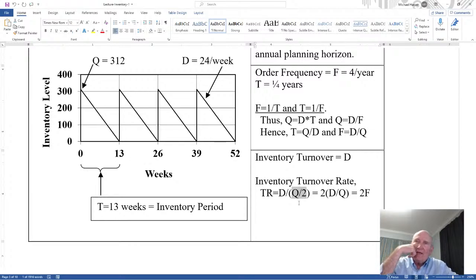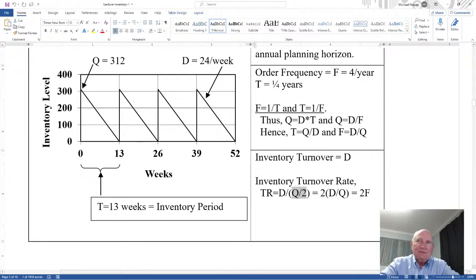So the turnover rate is my turnover during a period divided by the average inventory, or how many times I have turned over my average inventory. So remember, a turnover rate is not the turnover. Okay, now I got to be careful here.